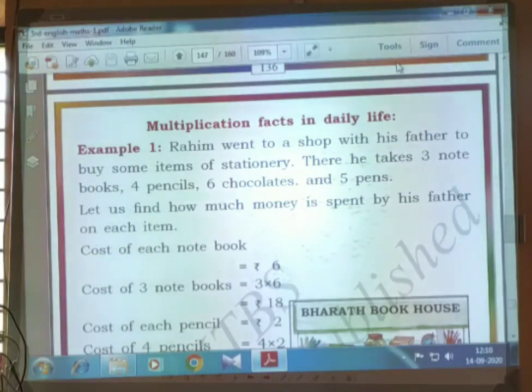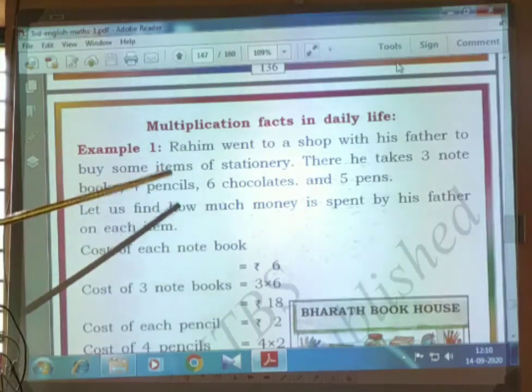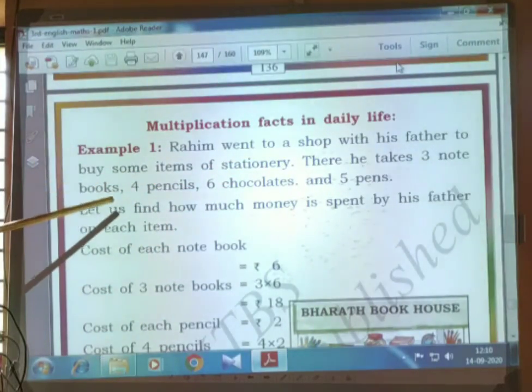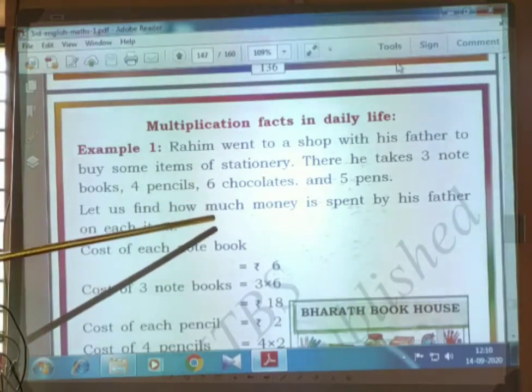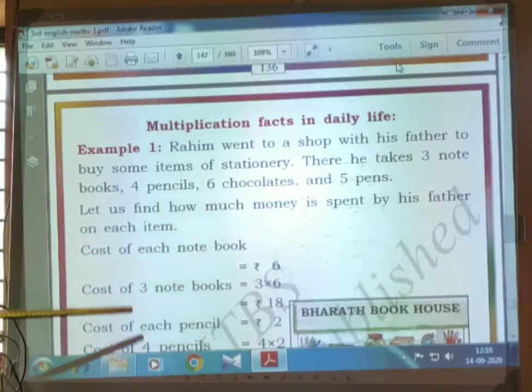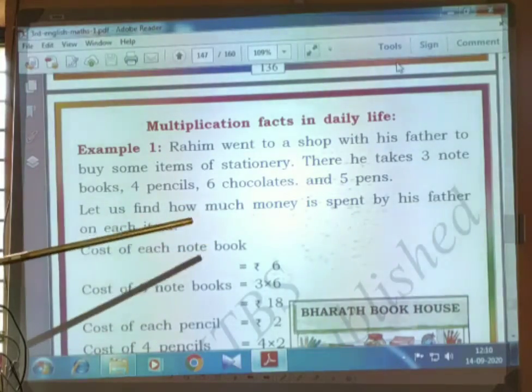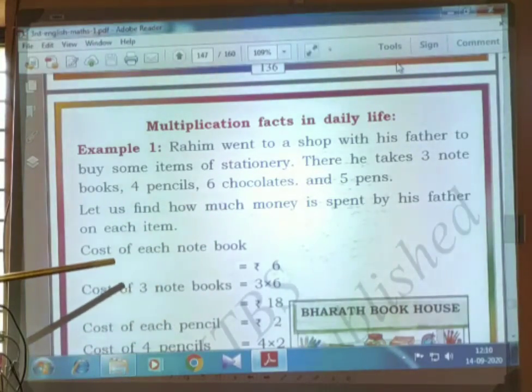Multiplication facts in daily life. How are we using them in our daily life? For example, Rahim went to a shop with his father to buy some items of stationery. There he takes 3 notebooks, 4 pencils, 6 chocolates and 5 pens. Let us find how much money is spent by his father on each item.